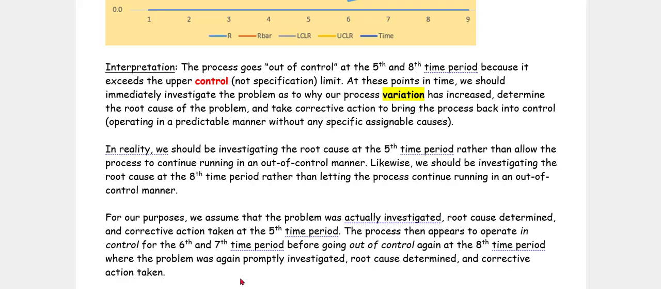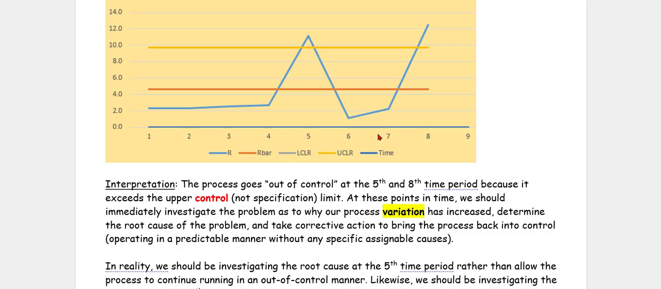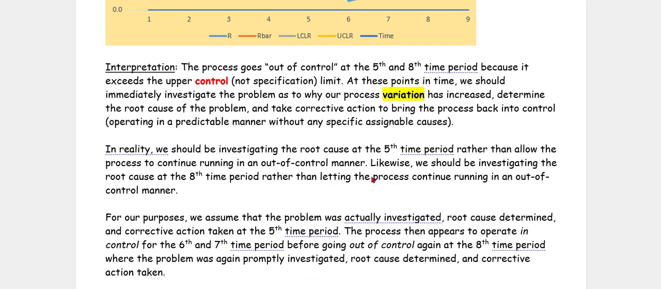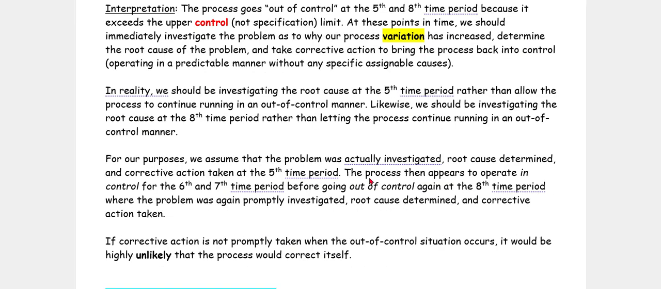For our purposes, we assume that the problem was actually investigated, root cause determined, and corrective action taken at the 5th time period. The process then appears to operate in control for the 6th and 7th time period, right here, before going out of control again at the 8th time period, where the problem was again promptly investigated, root cause determined, and corrective action taken. If corrective action is not promptly taken when the out of control situation occurs, it would be highly unlikely that the process would correct itself.